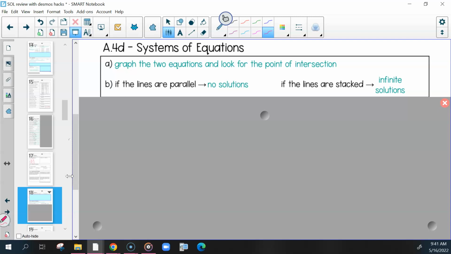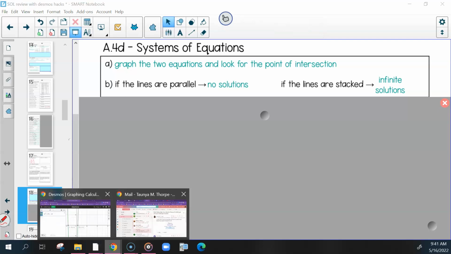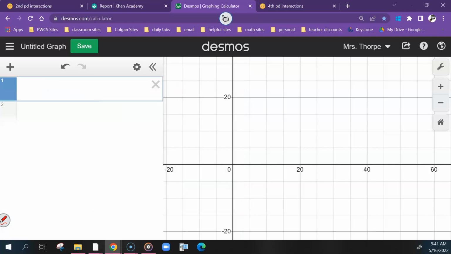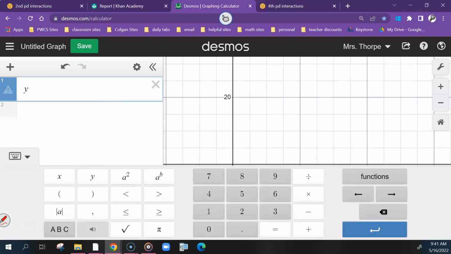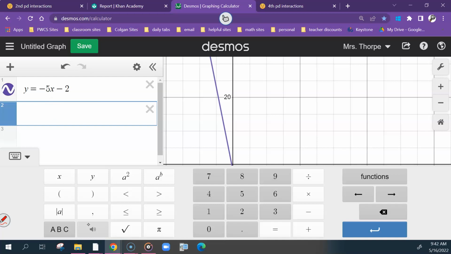Anyone still writing this down? For 18, if I put both of those in, I'm going to type them in exactly as they're written. So y equals negative 5x minus 2 and 10x plus 2y equals negative 4.